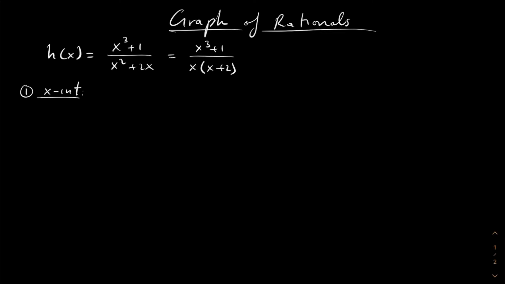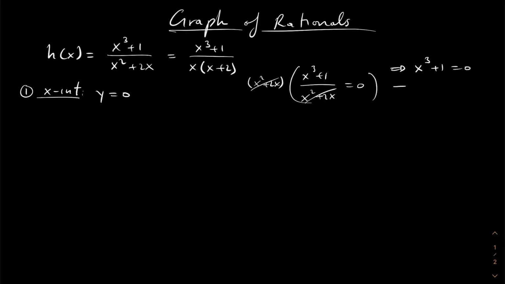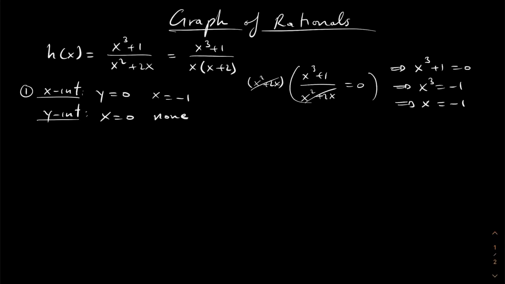So for my x-intercept here, y should be equal to 0. And so if you set the function h of x equal to 0, multiplying both sides by the denominator would cancel it out. And so you're going to have x cubed plus 1 equals 0, which means x cubed equals negative 1, which means x should be equal to negative 1. So your x-intercept here is going to be y equals 0 and x equals negative 1. Then for the y-intercept, you should know that x should be equal to 0. And since 0 is not part of the domain, you're going to have that there's no y-intercept.